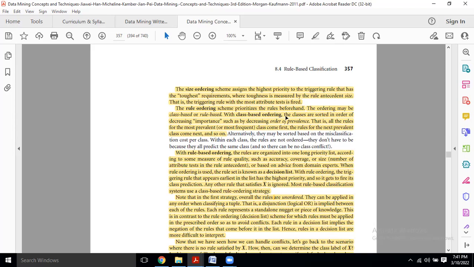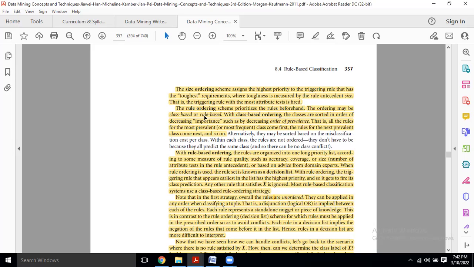With class-based priority, the classes are sorted in the order of decreasing importance, such as by decreasing order of prevalence. That is, all the rules for the most prevalent class come first. For example, if we have COVID test data, then the most prevalent class is that the test is negative. So the rules which belong to the negative class will be ordered first, and the rules which belong to the positive class will be written afterwards. So we have written the rules beforehand, and the rule which is triggered and is at the top priority will be fired.